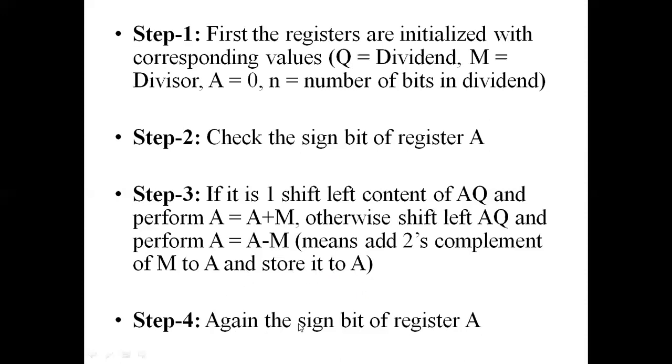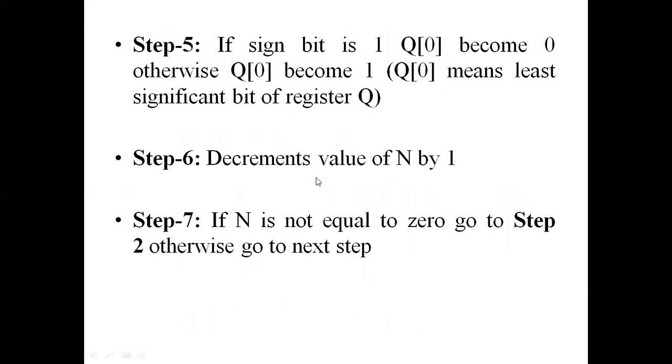Again, we look at the sign bit of the register A. Next, in step number 5, if the sign bit is 1, then Q0 becomes 0, and if the sign bit is 0, then Q0 becomes 1. Q0 means the least significant bit of the register Q. Next, we decrement the value of n by 1, that is n = n - 1.